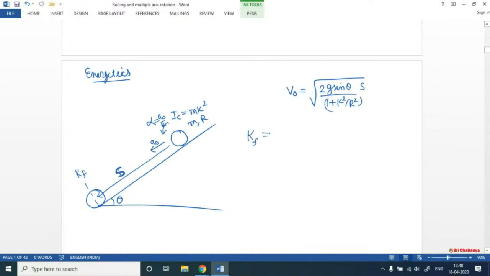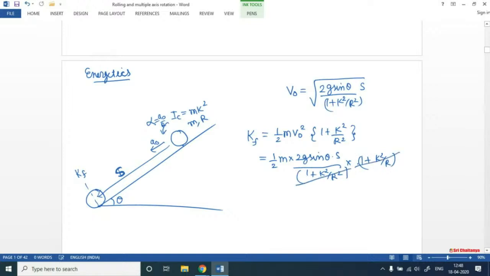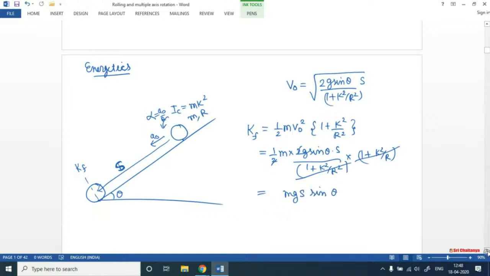Final kinetic energy would be, we have already got the expression, half m v naught square into (1 plus k square by r square). That is equal to half m, and when we substitute the value of v naught square, this will be simply 2g sine theta into s divided by (1 plus k square by r square), into the 1 plus k square by r square term over here, which will get cancelled, and we will be left with only mgs sine theta. So that is the final kinetic energy.